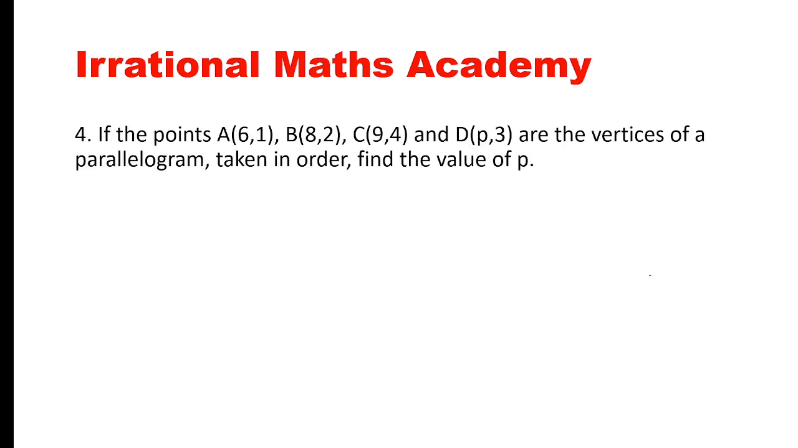If the vertices of a parallelogram, again same thing: A equals 6 comma 1, B equals 8 comma 2, C equals 9 comma 4, and D equals P comma 3. Here they mentioned in order. Wherever they mention in order, we'll take it in that order. If they didn't mention, then use the coordinate system, and you'll get the points.